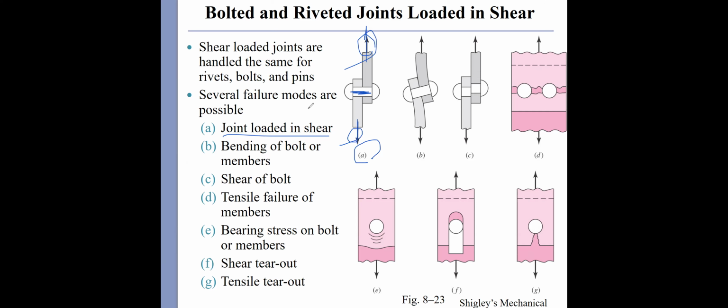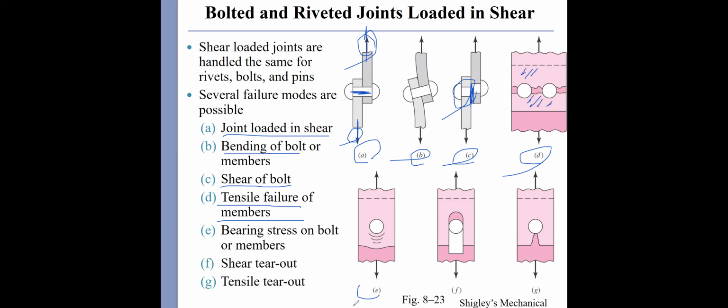Figure B shows the bending of the bolt or the member. Figure C shows the shear, a shear to tear this bolt out. And D is the tensile failure of the member. This plate is already broken apart.